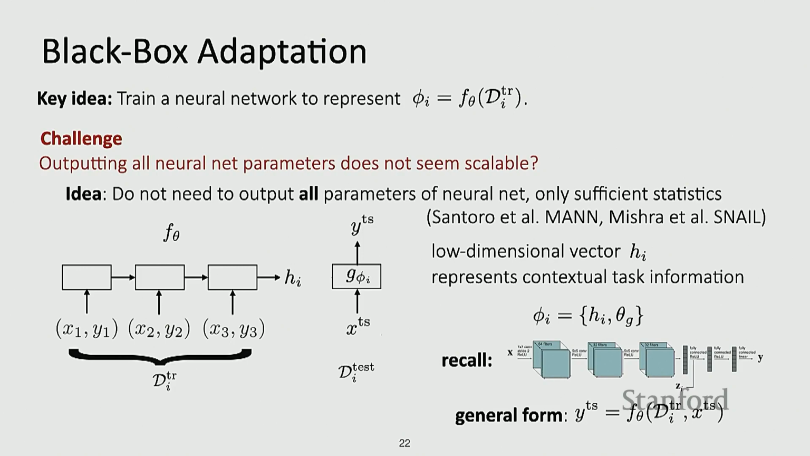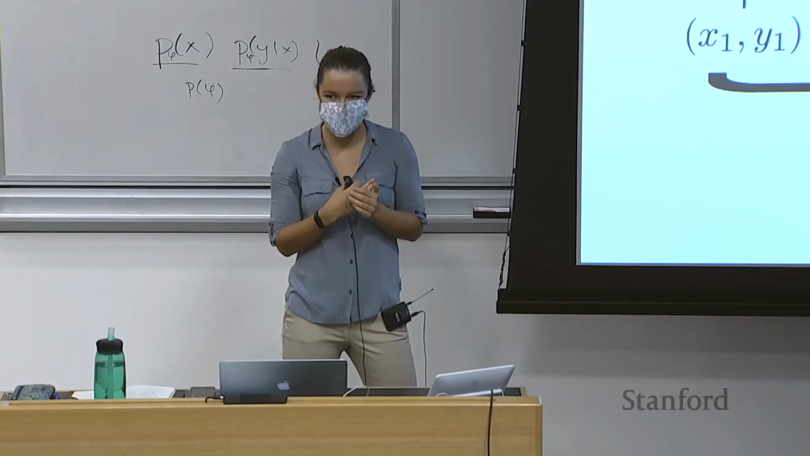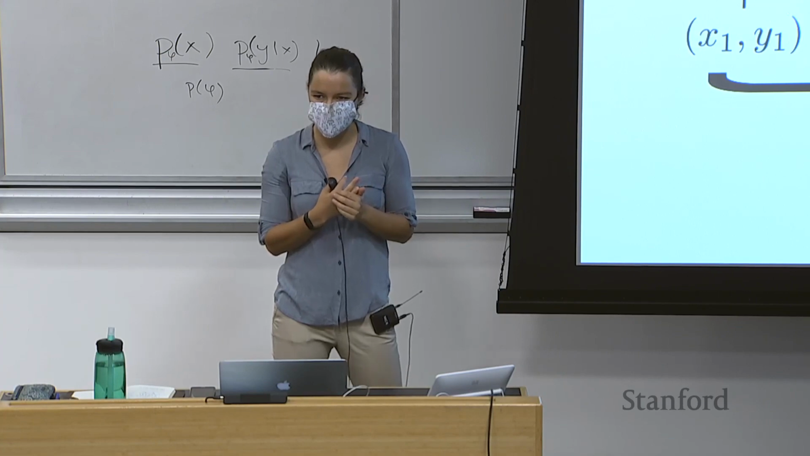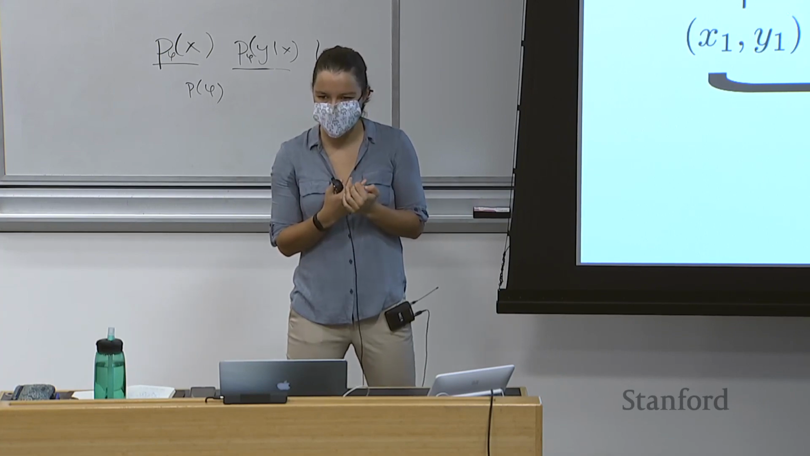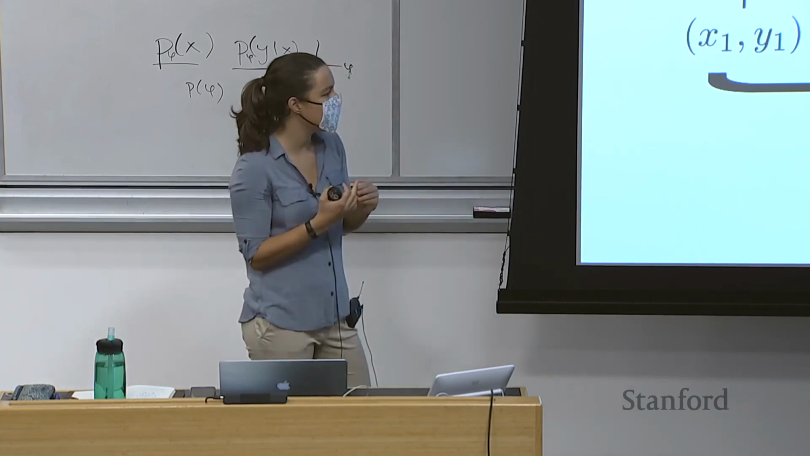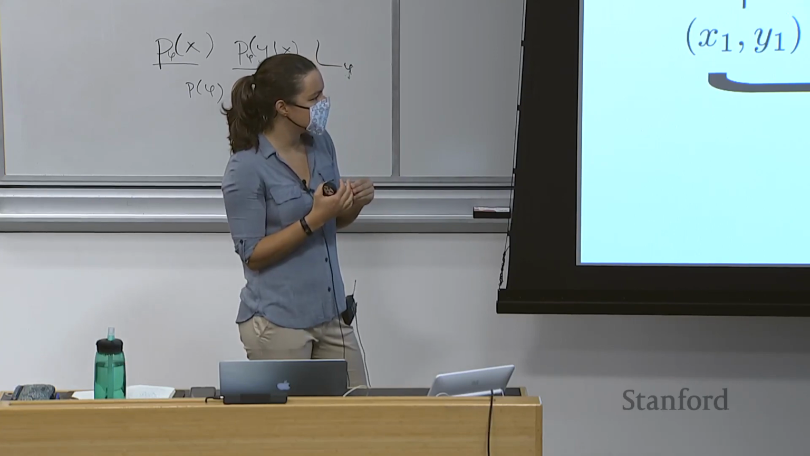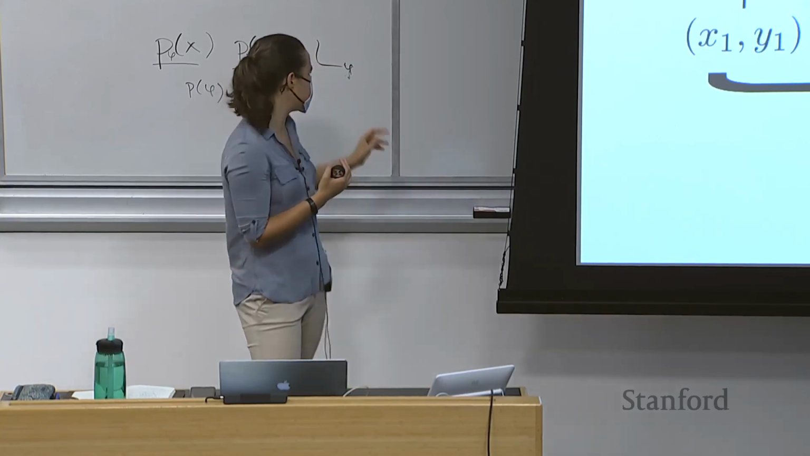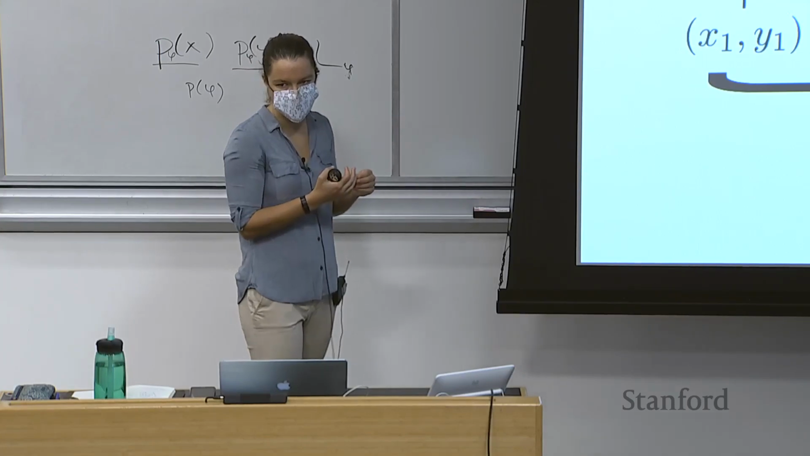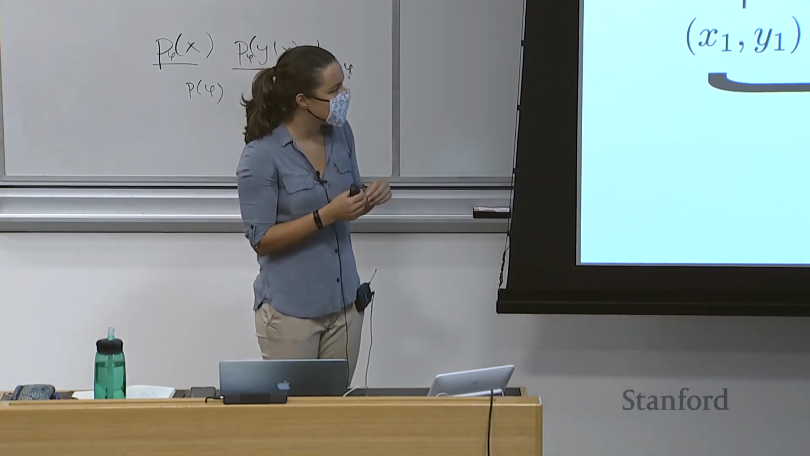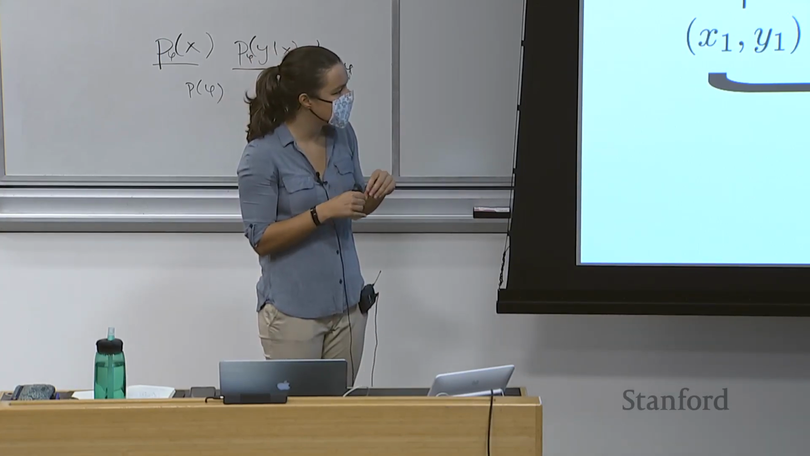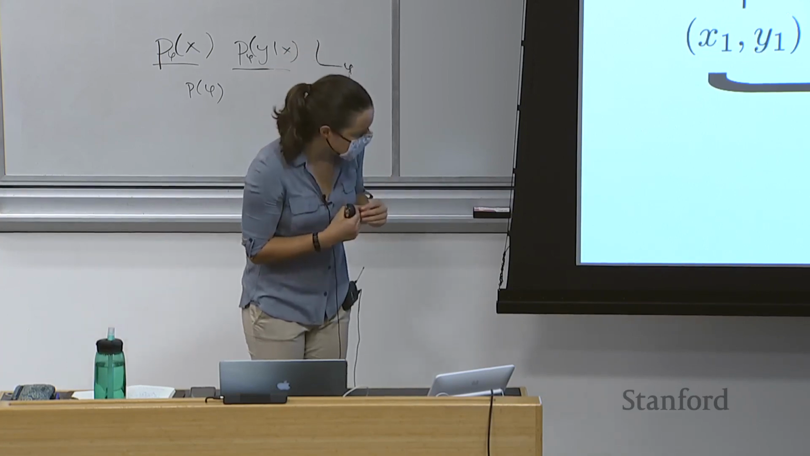Cool. Any questions on how this works before we move on? So this is sort of excluding changing the loss function. So the question is, does this mean that you have to have the same loss function for all of the tasks? Yeah, this is a good question.